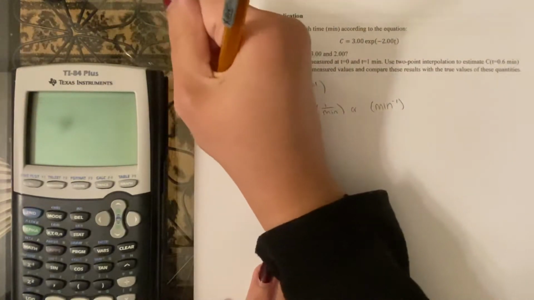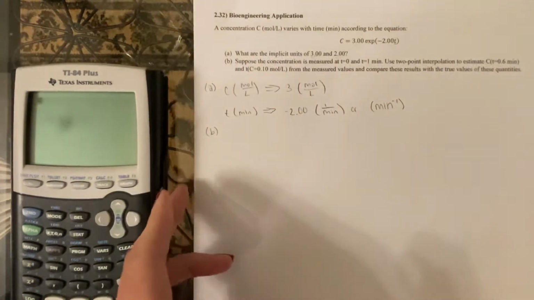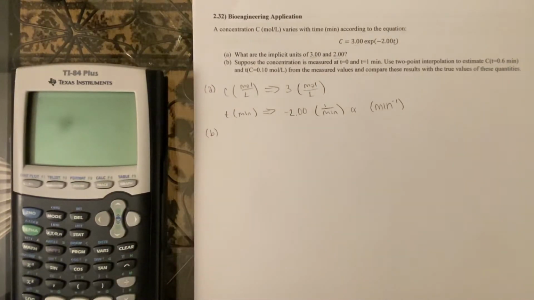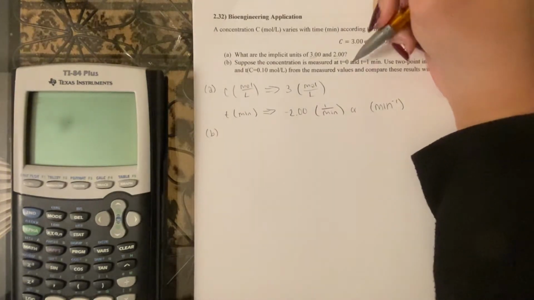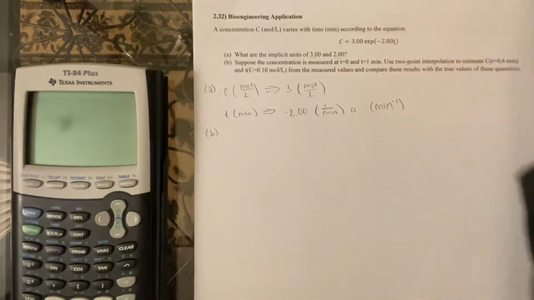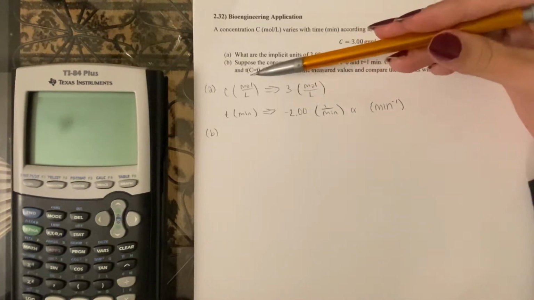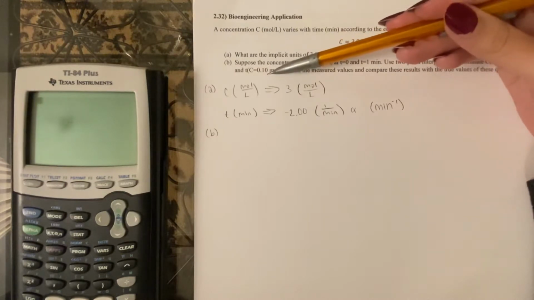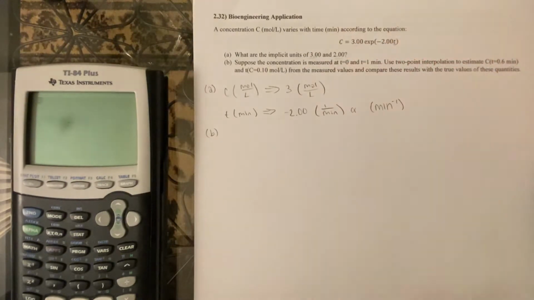Okay, and now it wants us to do a linear interpolation. So we're going to suppose that at time equals 0 and 1, we take measurements of the concentration. And we're going to interpolate to estimate the concentration at a time in between 0 and 1, so that time is 0.6 minutes. And then we're also going to try and estimate at what time the concentration is going to reach this low value of 0.1 moles per liter.